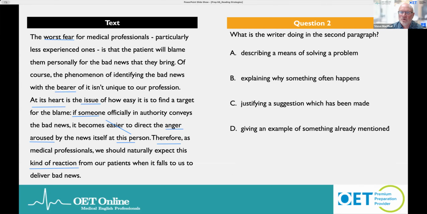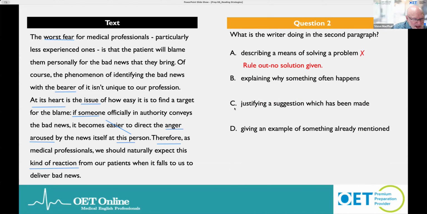Now, let's see if we can work it out. What is the writer doing in the second paragraph? A, describing a means of solving a problem. Well, they do talk about a problem being blamed for something, don't they? But they're not solving it, are they? So that's wrong. No solutions given.